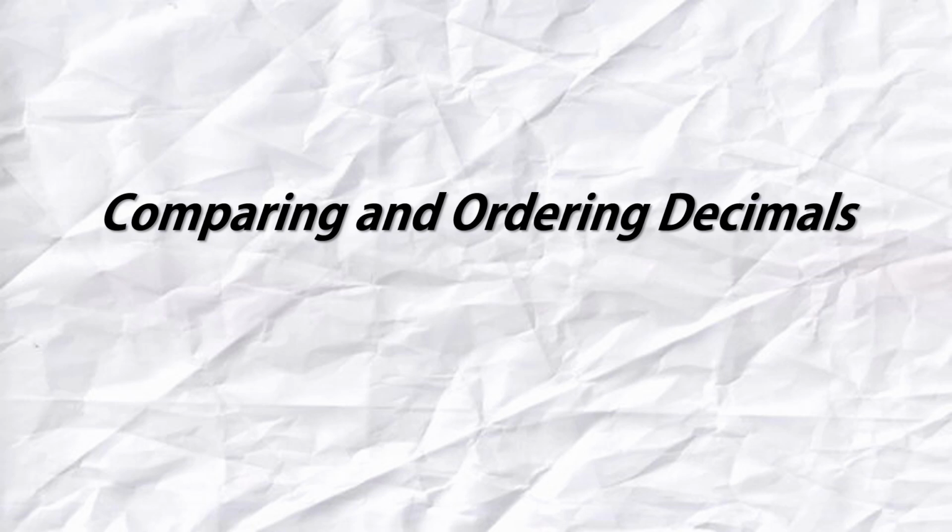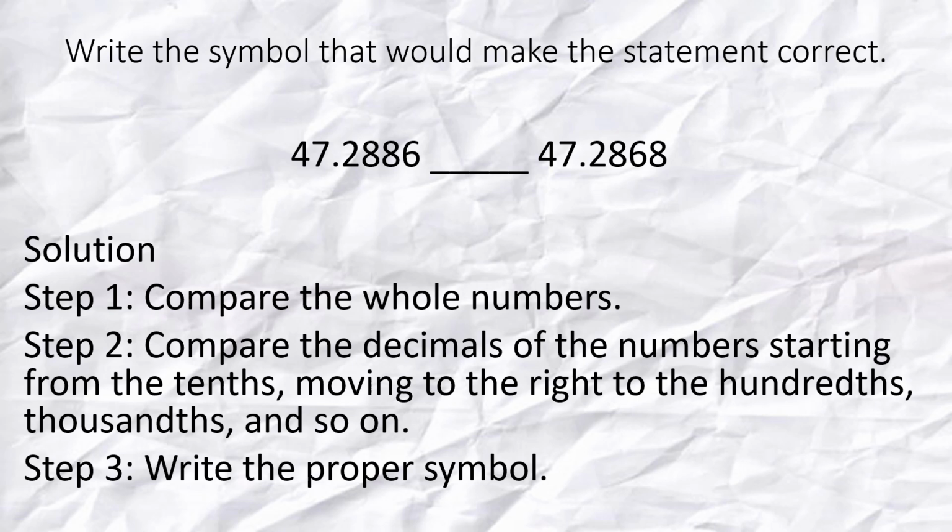For this lesson, we'll be comparing and ordering decimal numbers. So for the first one, let's have this given example. It says write the symbol that would make the statement correct. So we have 47 and 2,886 10,000s, and we have 47 and 2,868 10,000s.